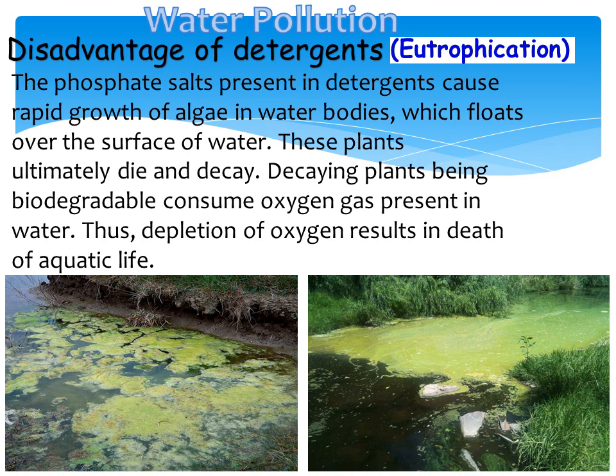Normally it causes the phenomenon of eutrophication, in which the phosphate salts present in the detergent cause rapid growth of algae. That algae floats towards the surface and blocks the sunlight, and when these plants die and decay, they require oxygen for this purpose, and that oxygen is taken from the dissolved oxygen present in the water, and thus the amount of dissolved oxygen reduces to less than 4 ppm. This depletion of oxygen results in the suffocation and death of aquatic life.